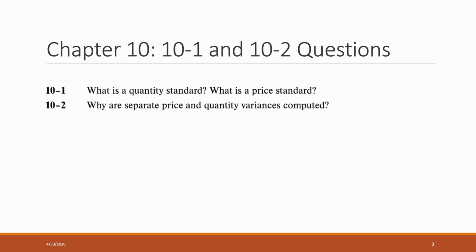Without further ado, we can start with Chapter 10. Chapter 10, we're going to start with 10-1 and 10-2 conceptual questions. 10-1, what is a quantity standard and what is a price standard? And 10-2, why are separate price and quantity variances computed? I'll give you a couple seconds to pause the video to answer these by yourself.